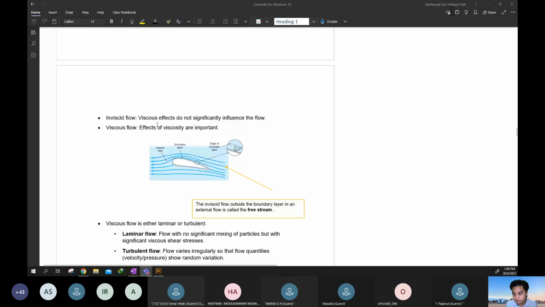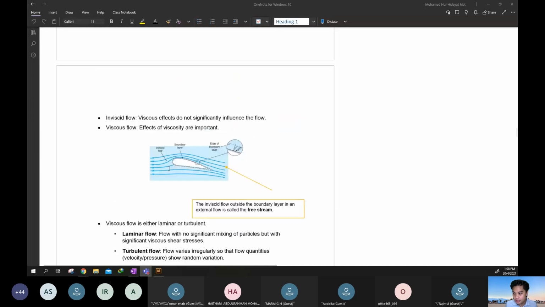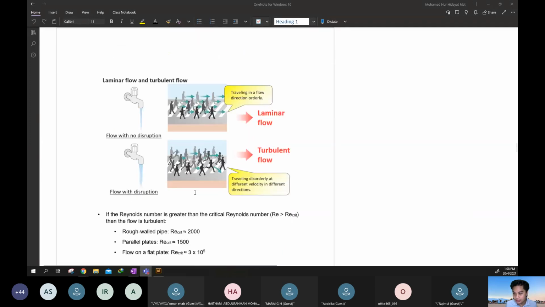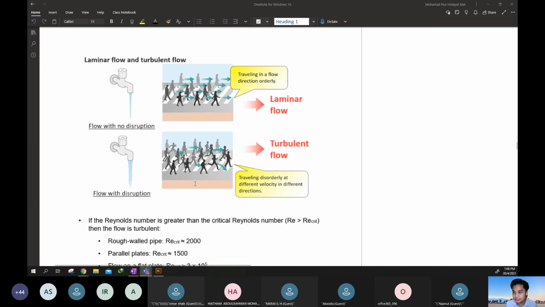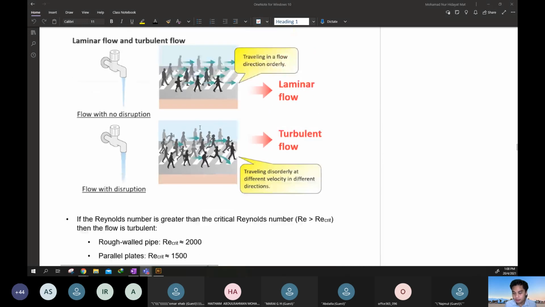So what is laminar? Laminar flow is a smooth flow, where you can see the human beings here traveling in the flow direction in an orderly manner. This is what we call laminar, as you can see in this example of pipe flow. This is smooth, orderly flow. However, turbulent flow we call chaotic flow, where the particles travel in disorder at different velocities and different directions. This is what we call turbulent.